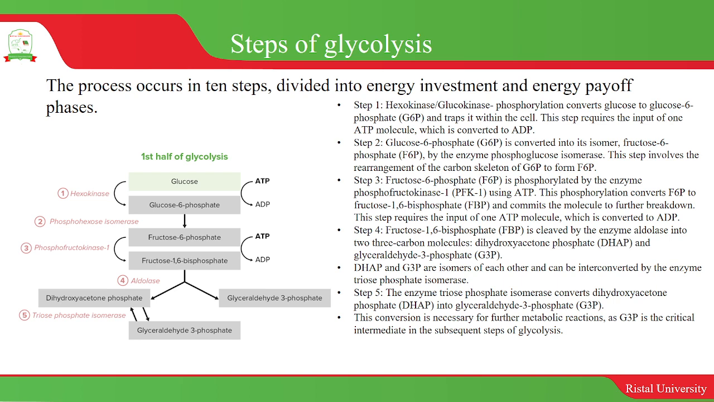Now, the last step of the first half of glycolysis is the interconversion of dihydroxyacetone phosphate into glyceraldehyde 3-phosphate, and also the conversion of glyceraldehyde 3-phosphate into dihydroxyacetone phosphate. So there is this interconversion from one molecule to the other.